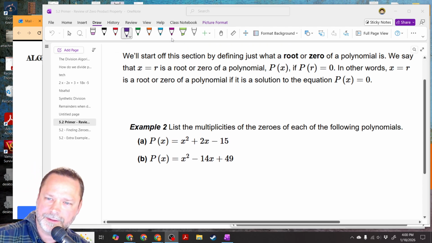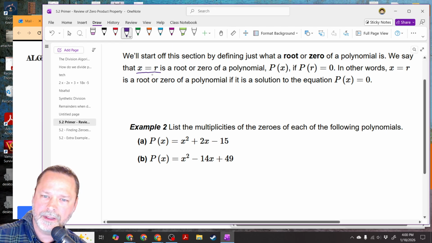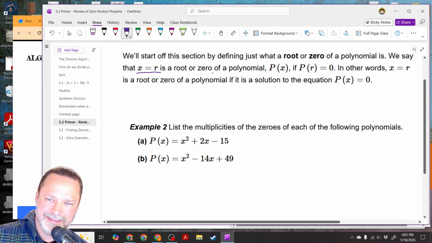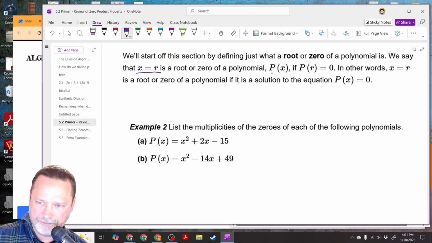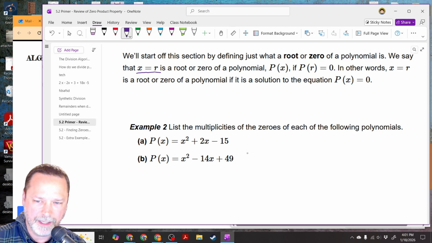We'll start off this section by defining what a root or zero of a polynomial is. We say that x equals r is a root, or a zero, of a polynomial P of x if P of r equals 0. In other words, if we evaluate a polynomial when x equals r and we get 0, that's a root, a zero. In other words, x equals r is a root or zero of a polynomial if it is a solution to the equation P of x equals 0.